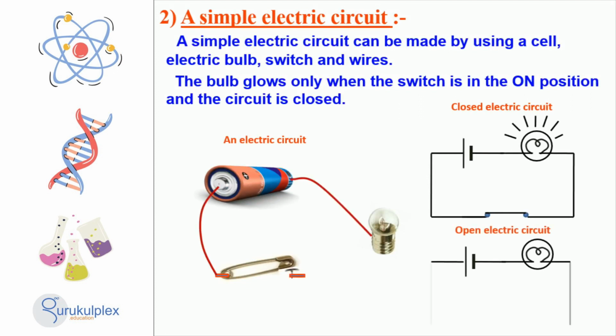An uncomplicated electric circuit can be formed with a cell, an electric bulb, a switch and wires. When the switch is set to the on position, it completes the electrical circuit, leading to the bulb illuminating. Conversely, when the switch is in the off position, the circuit is broken, thus not allowing the bulb to light. Knowing the basics of electrical circuitry is essential to make the most of the electrical power at our disposal.